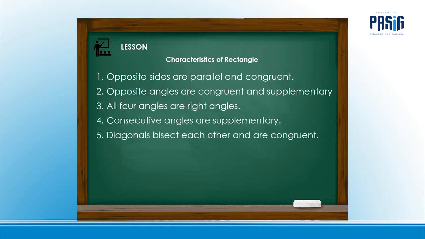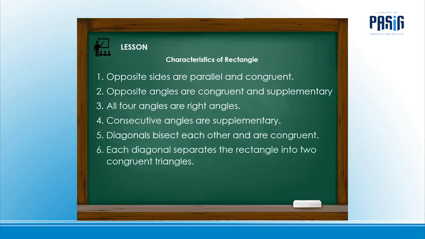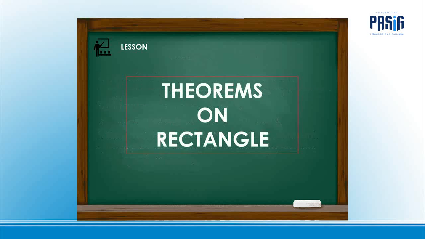Next, diagonals bisect each other and are congruent. And lastly, each diagonal separates the rectangle into two congruent triangles. So again, these are the characteristics of rectangle. Now let us proceed to theorems on rectangle.